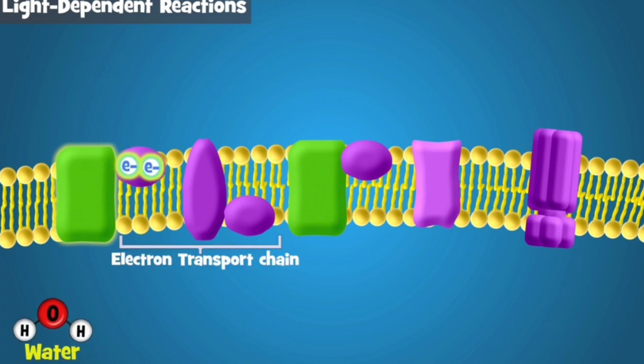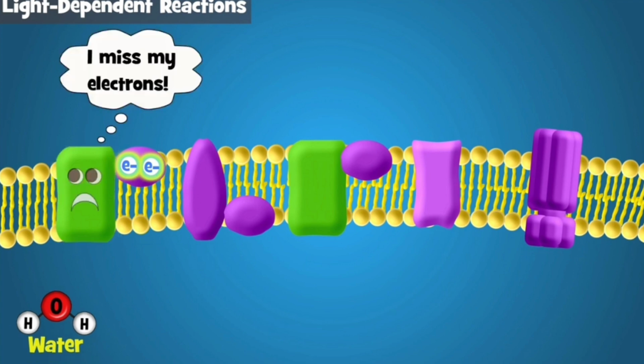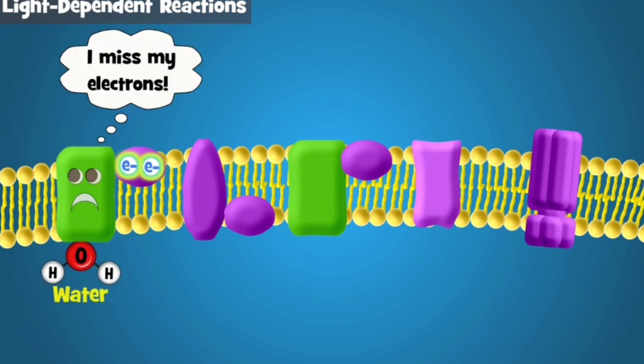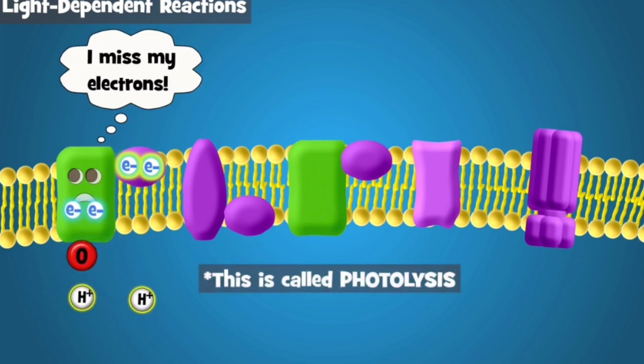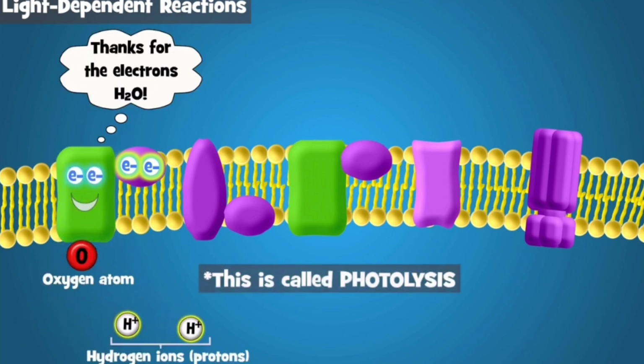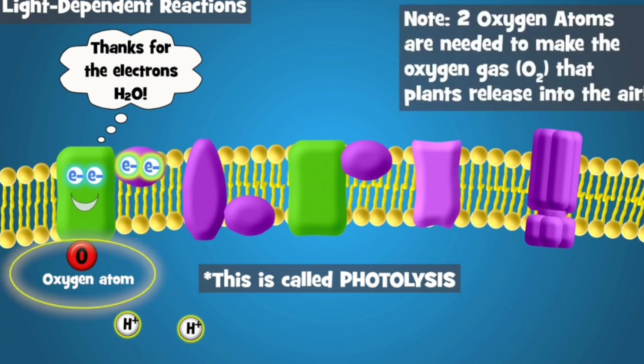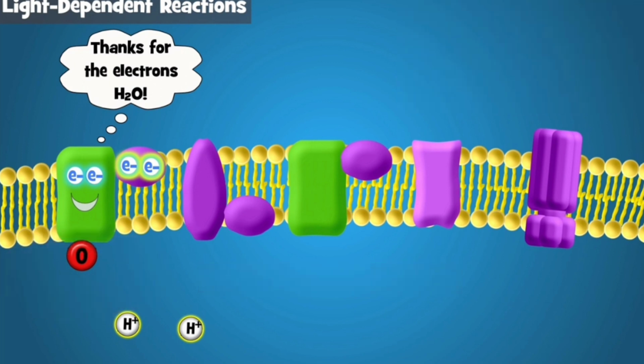Since chlorophyll lost electrons, those electrons need to be replaced. To replace them, water is split and electrons go to chlorophyll. When water is split, electrons, hydrogen ions, and oxygen are produced. You probably know that plants make oxygen when they do photosynthesis. This is where that oxygen comes from.